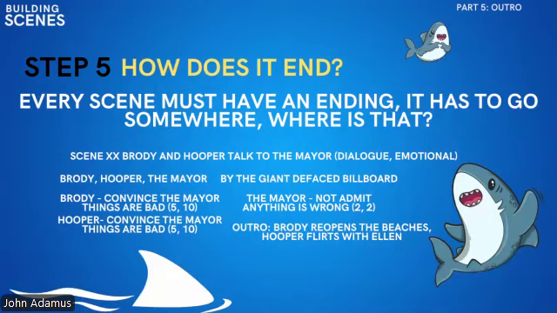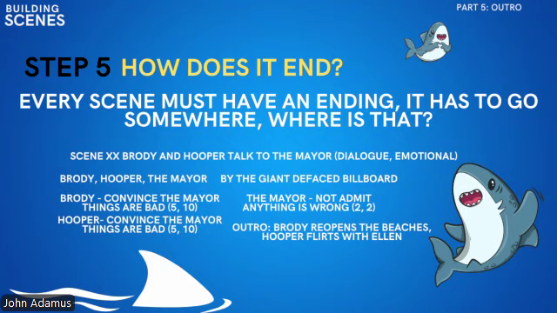Cool. What characters are in the scene? Brody, Hooper, and the mayor. Where does the scene take place? By the giant defaced billboard. Who has goals? Brody's goal is to convince the mayor that things are bad. He has a rough estimation going into the scene that it's going to be like a 5. It's pretty hard, but not the worst thing in the world. He will discover, though, that it turns out to be a 10 because the mayor is absolutely not having any of it.